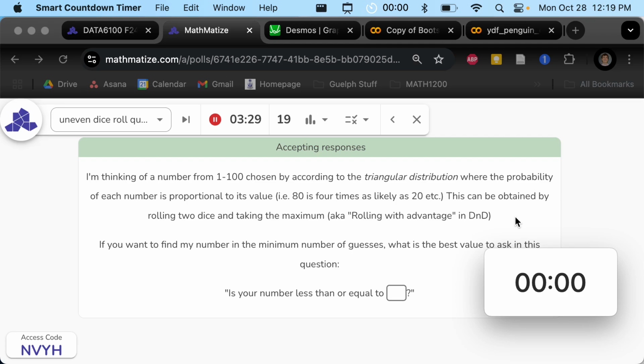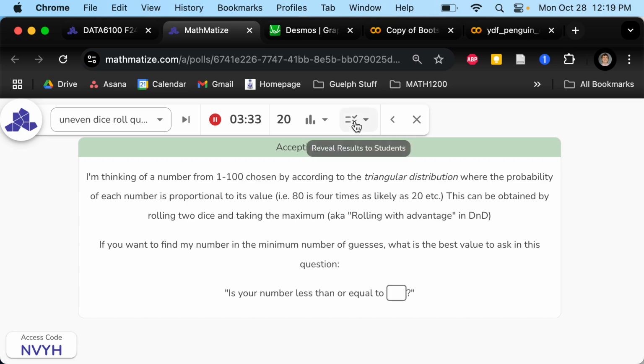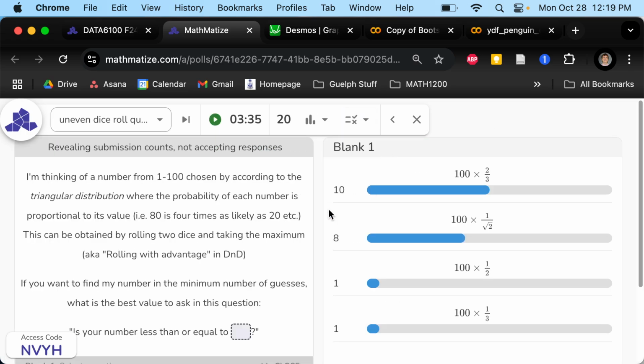Okay, let's see what people said. What should you pick? Okay, so pretty even split here. 10 people picked 100 times 2/3. 8 people picked 100 times 1 over square root of 2. One of those two answers is correct, and they are both special things.